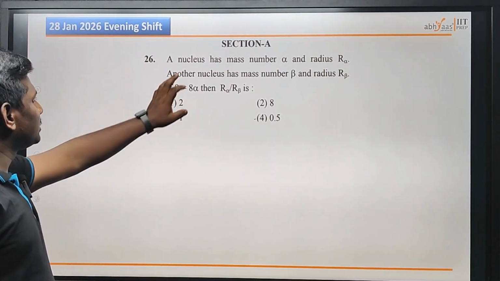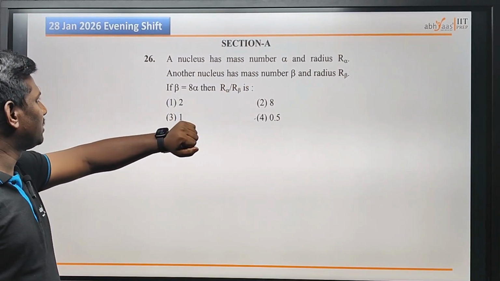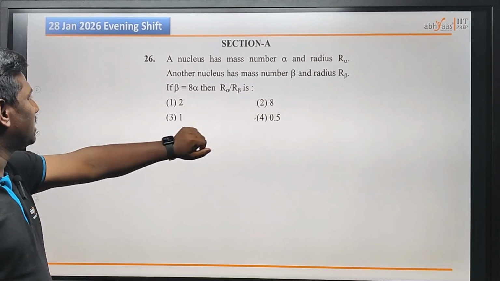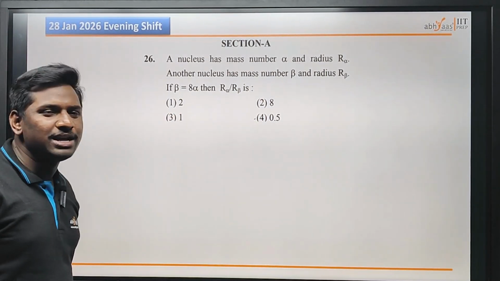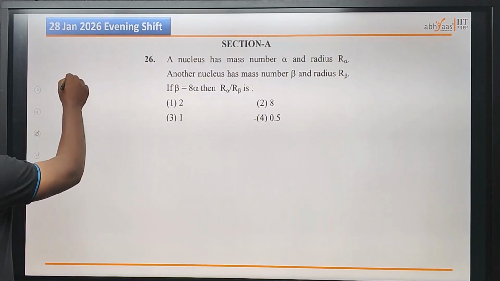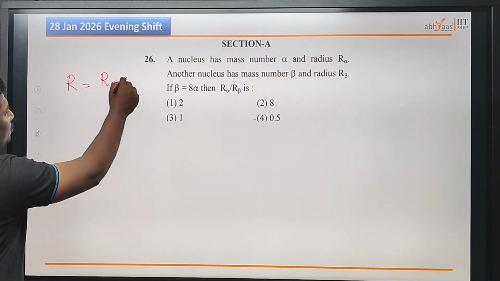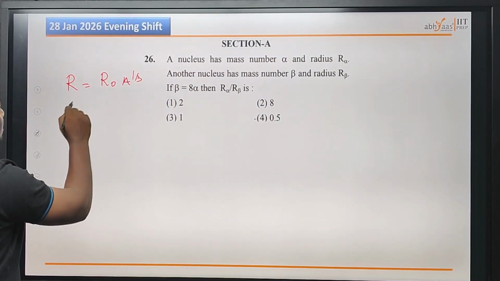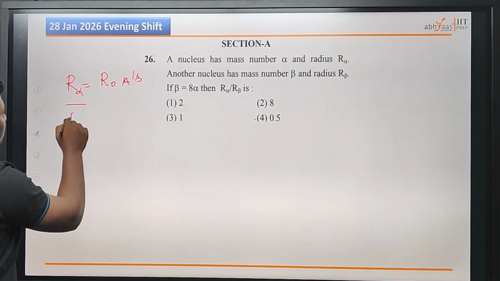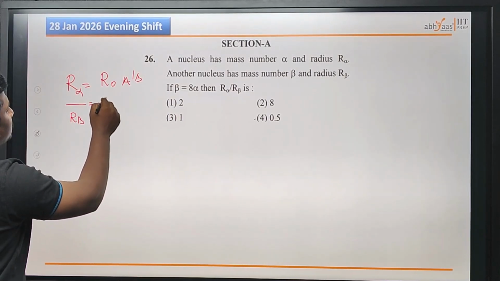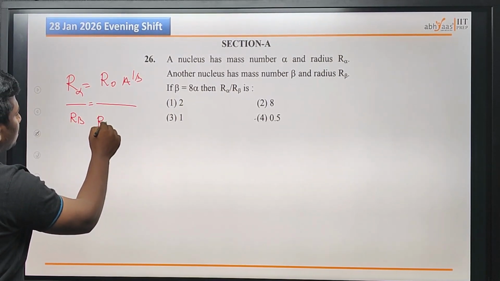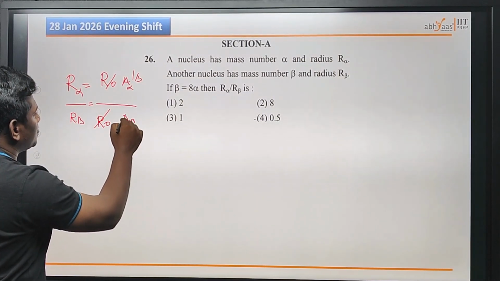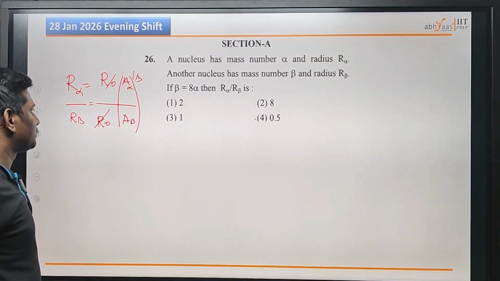Question number 26. A nucleus has a mass number alpha and radius r alpha. Another nucleus has the mass number beta and radius r beta. Then the ratio of r alpha by r beta. We know that radius can be written as r naught a to the power 1 by 3. So if you want to find r alpha by r beta, you can write r alpha by r beta as r naught gets cancelled, and (a alpha by a beta) whole to the power 1 by 3.